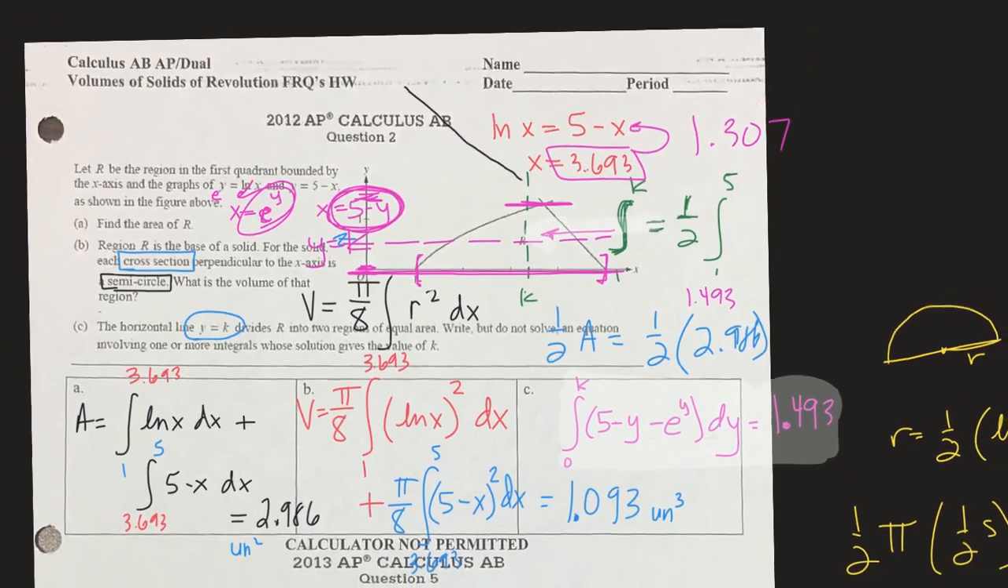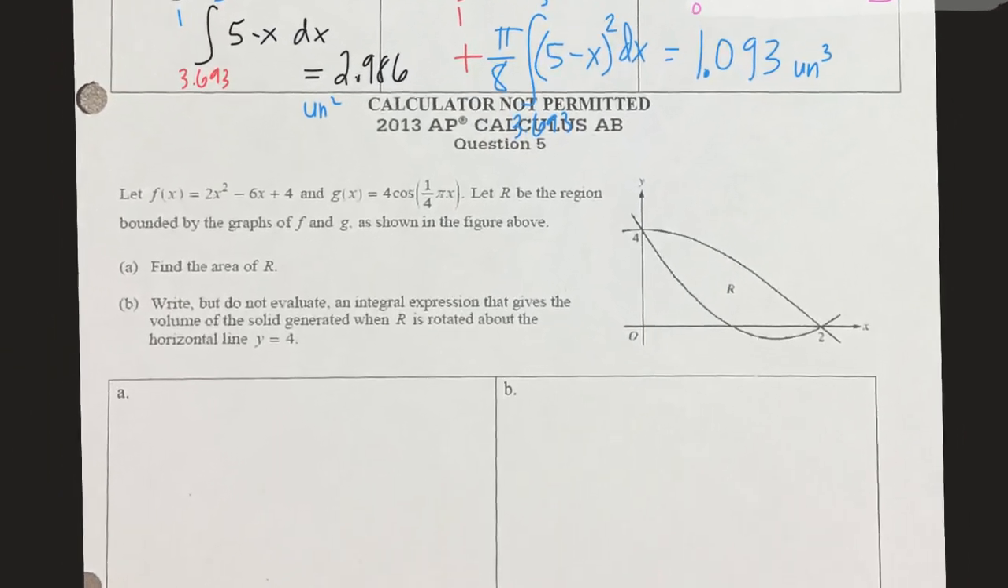Okay, so that was pretty crazy. Deal. Let's see what part B has for us. Question number 5.